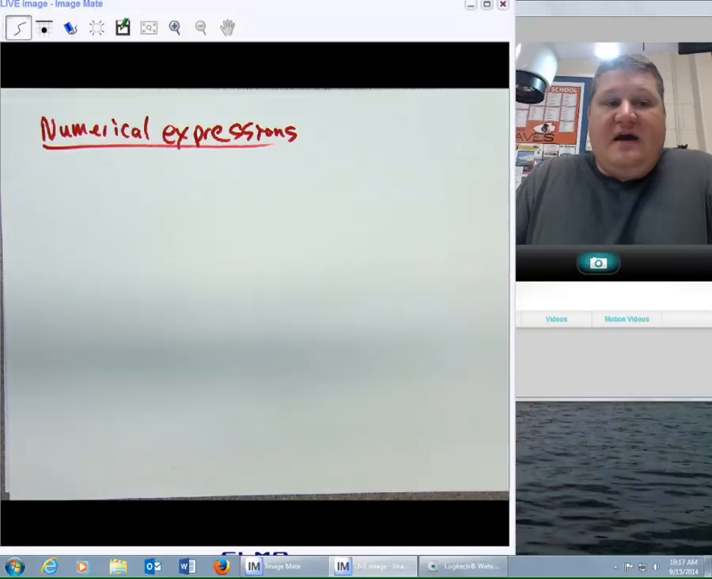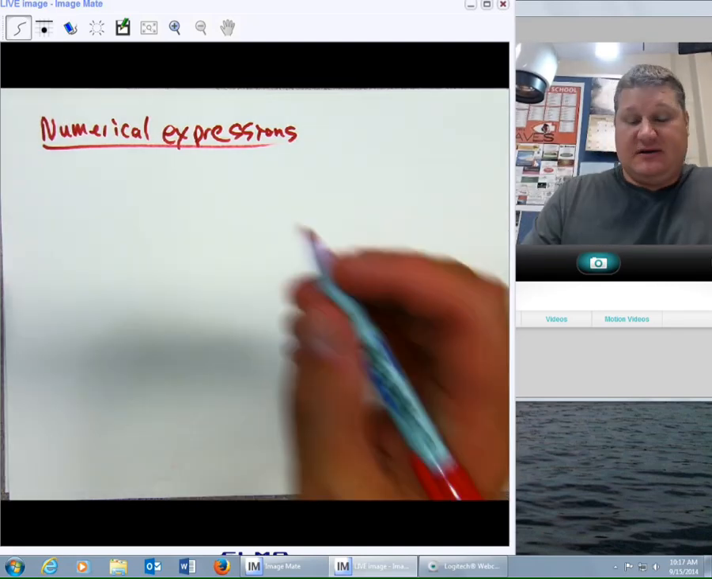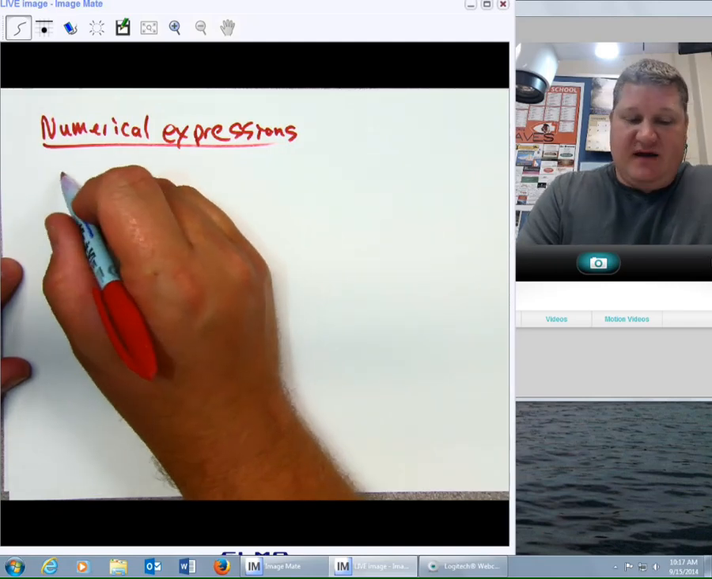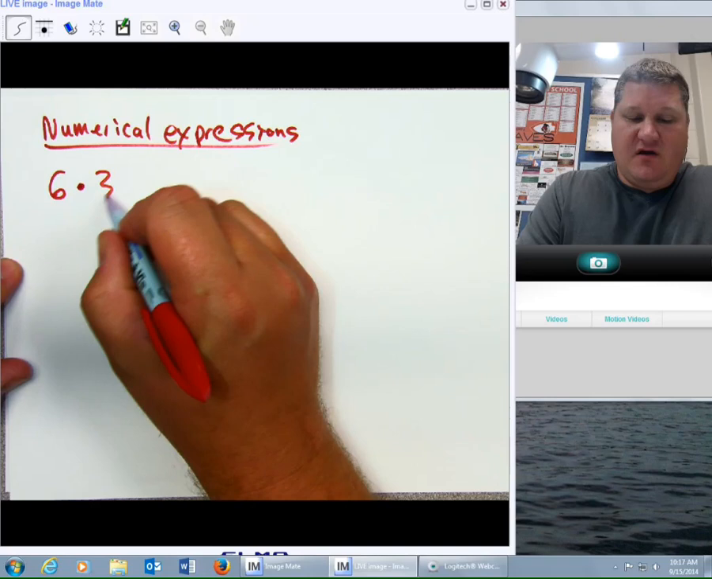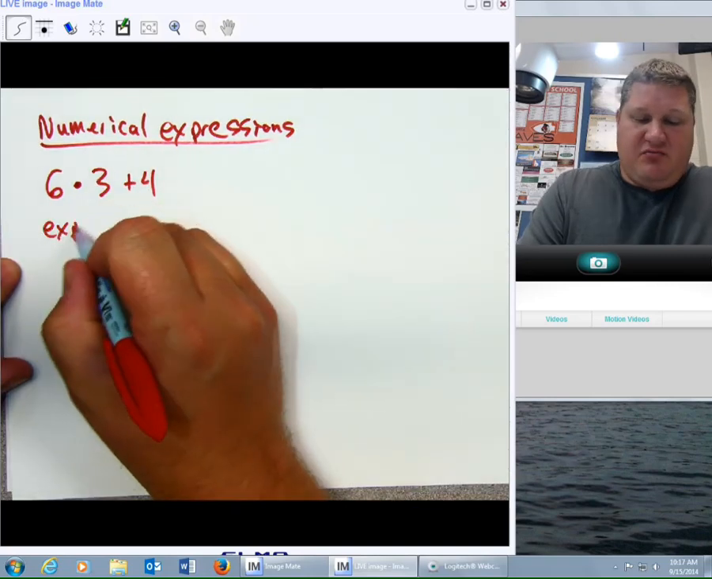Okay, ladies and gentlemen, let's start some numerical expressions. Now, to figure out a numerical expression, we need to actually compare it to something. What we're going to compare it to is an equation. So if I have 6 times 3 plus 4, that is clearly an expression.